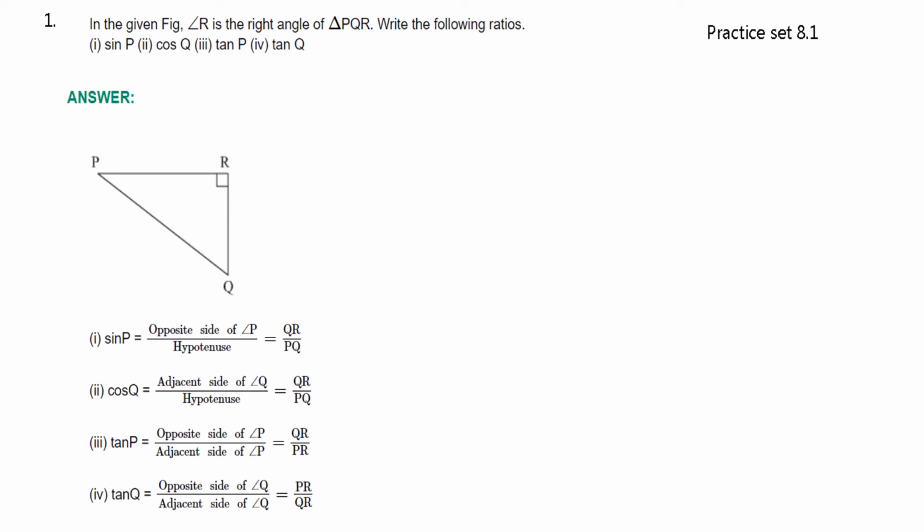Now coming to the next one, tan Q. Now we have to consider the angle Q. For the angle Q, opposite side will be PR, and adjacent side of angle Q will be QR. So tan Q will be PR upon QR.